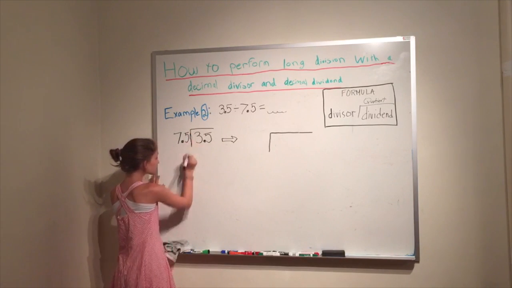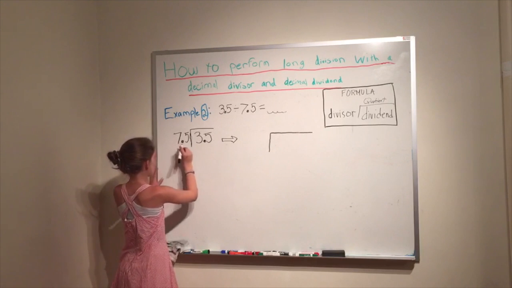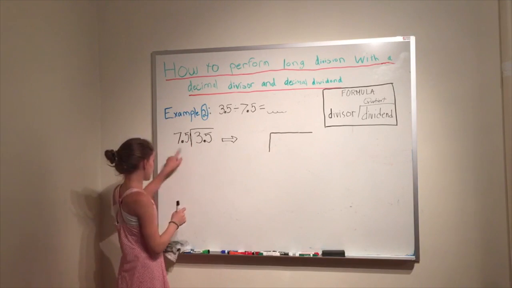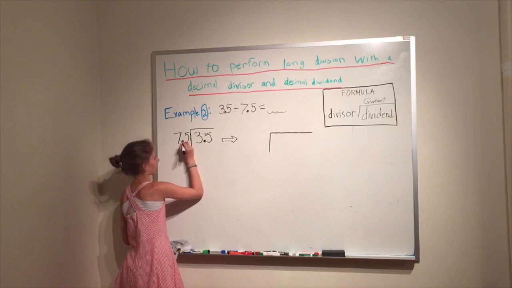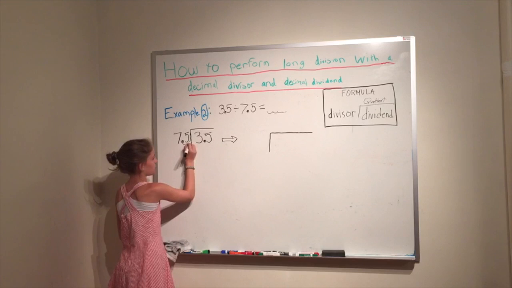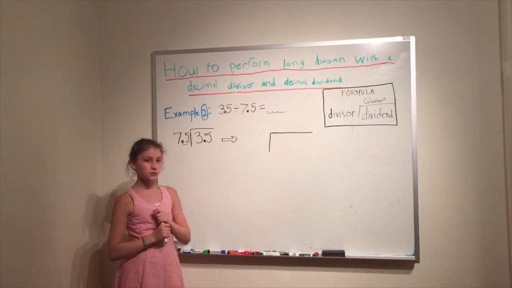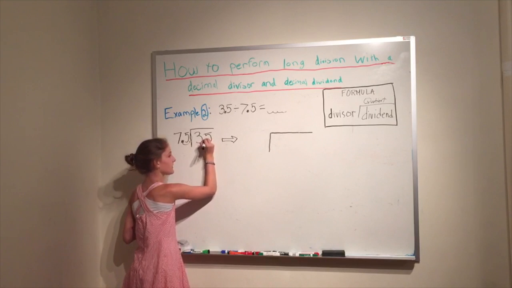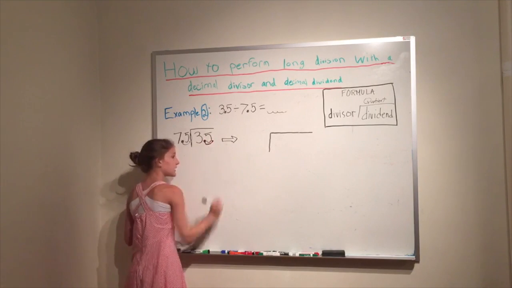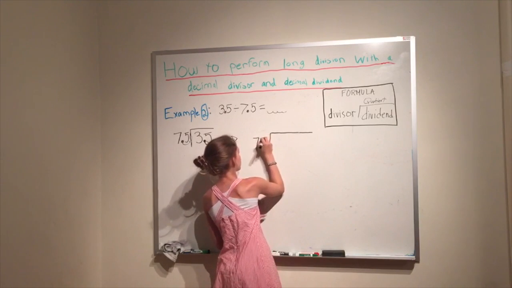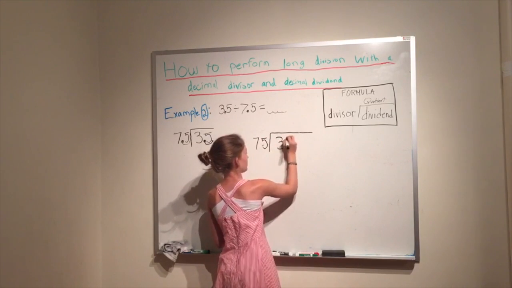Okay. So now what you have to do is take the decimals out. You have to take the decimal out of the divisor to make it a whole number. Okay, so you move it once to make it a whole number. And then you have to move the decimal in the dividend the same amount of times you moved it in the divisor, so once. Now the problem is 75 divided by 35.